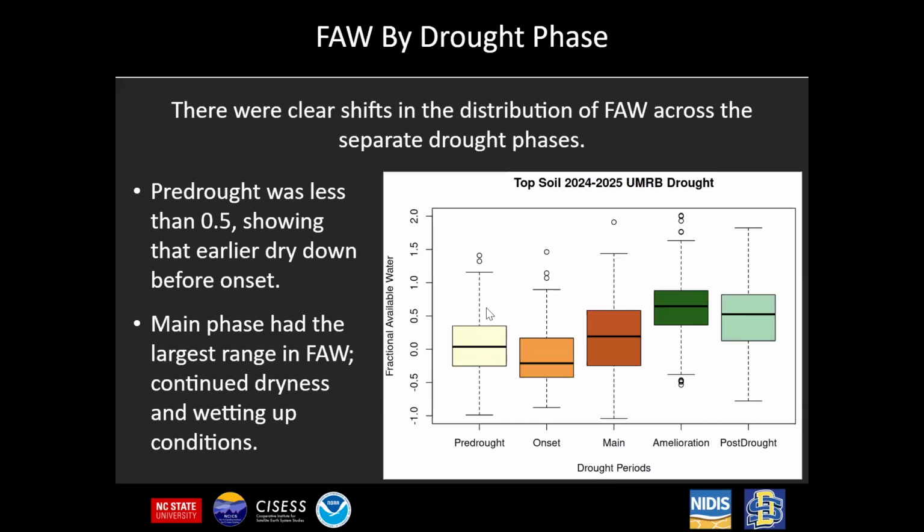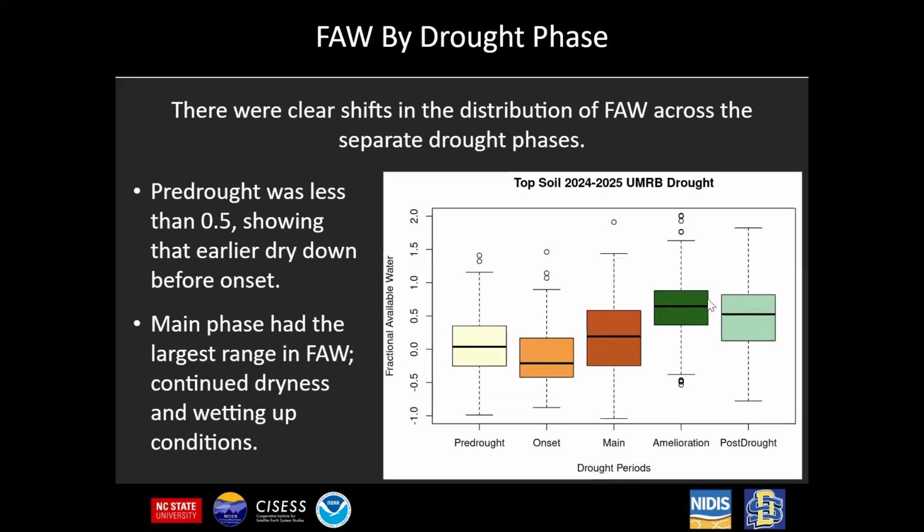And what we see with fractional available water is that even before drought onset, we're getting a dry signal. Most of the observations, that 50th percentile, is very near wilting point, and we have a lot of values below that. At onset, we have most of the distribution below 0, indicating we're below permanent wilting point. And the main phase was interesting. We would expect this to be the time where the drought monitor is going to have its most severe categories, so D3s and D4s, you're going to see more of those. And we actually have a broadening. We actually have both wet and dry conditions.